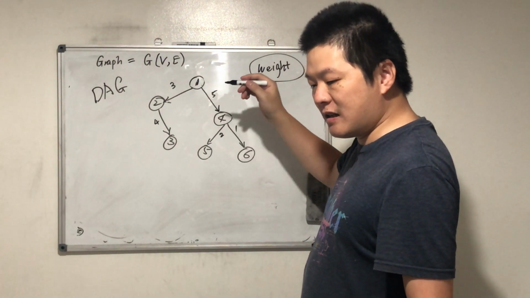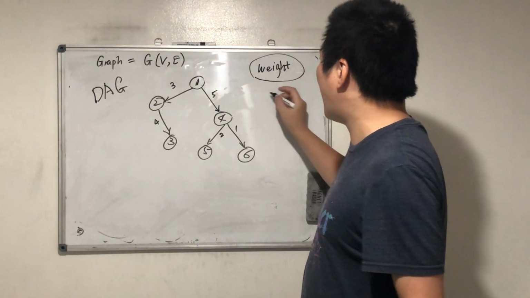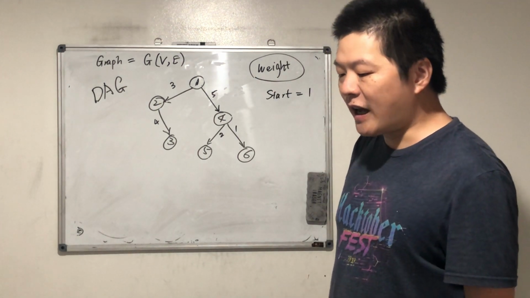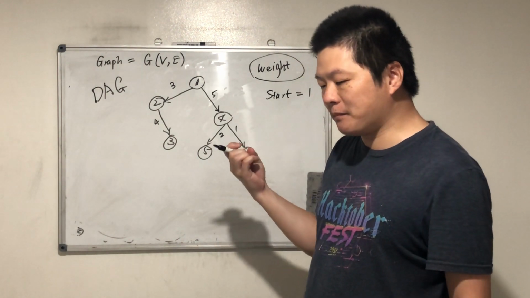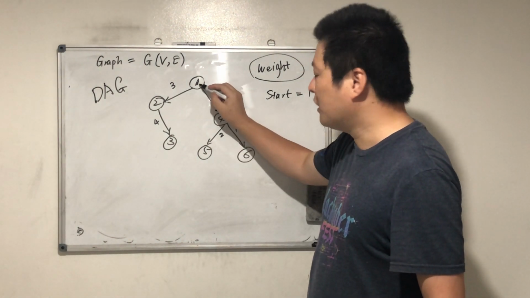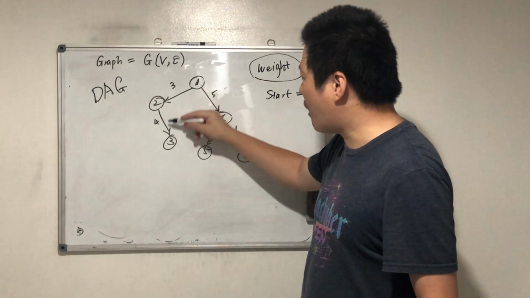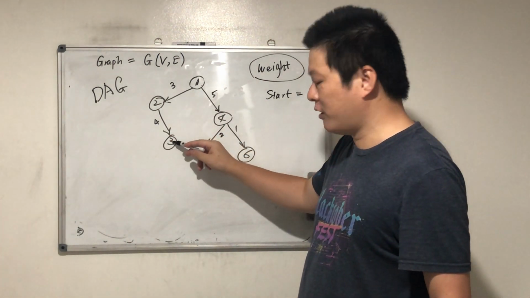Given a start, like 1, we want to find out the maximum time for 1 to travel to all the nodes.